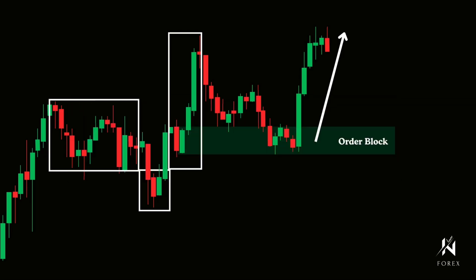When identifying the AMD phases, accumulation, manipulation, and distribution, on your chart, one important aspect to factor in is the role of different trading sessions. Each session carries unique volume characteristics, which can shape price action in specific ways.